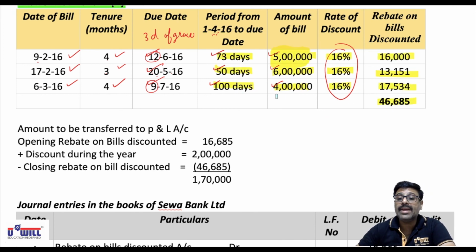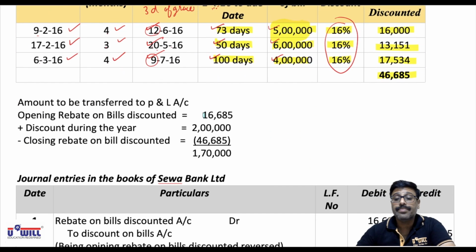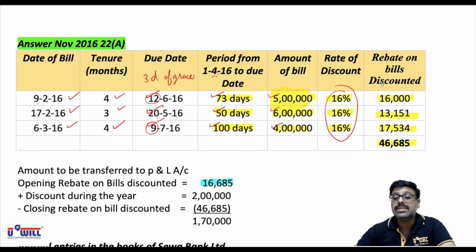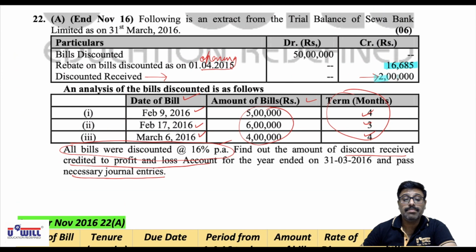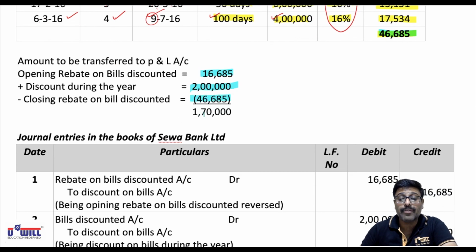Now, opening rebate 16,685 plus discount on bills 2 lakhs minus closing rebate 46,685. So what amount will be transferred to profit and loss account? 1,70,000. Now you all check your journal entries.